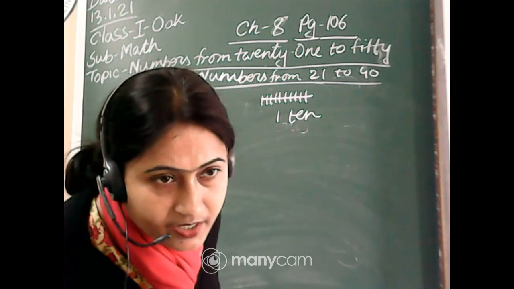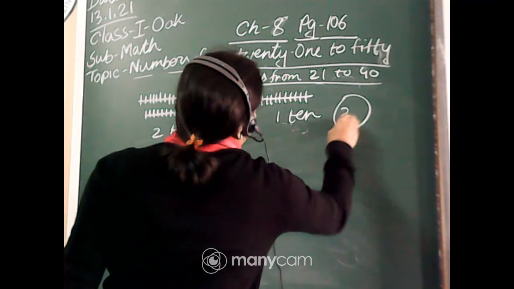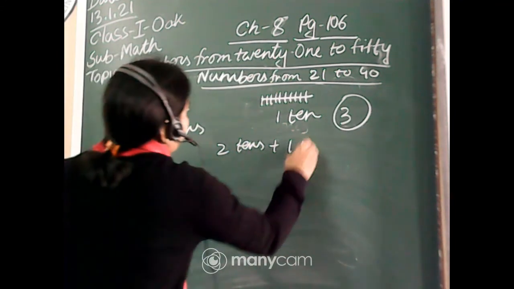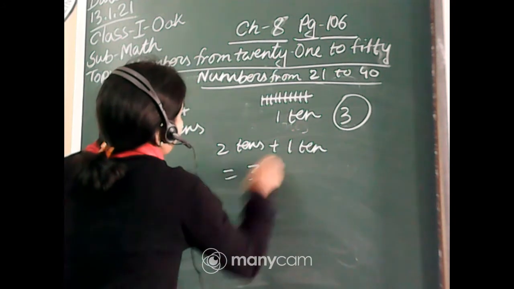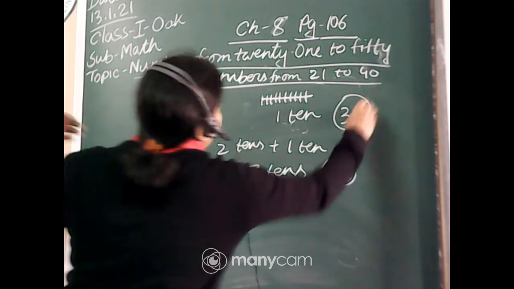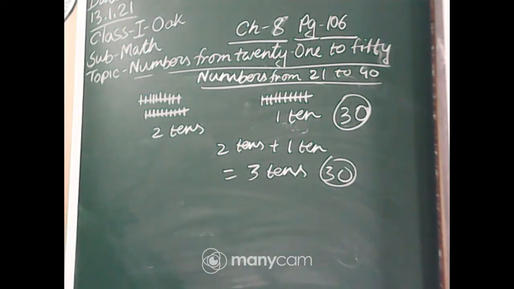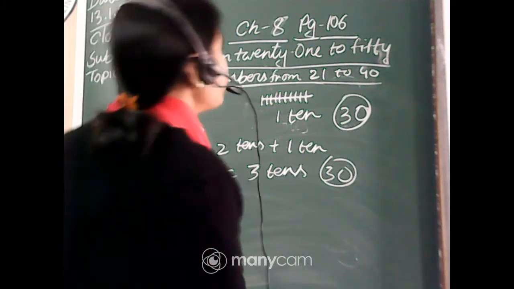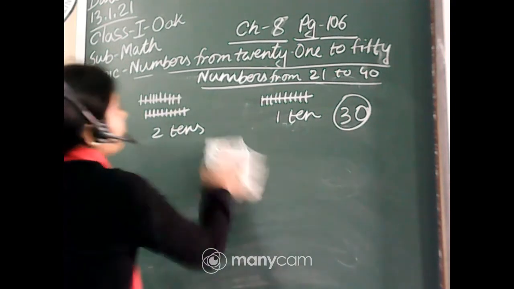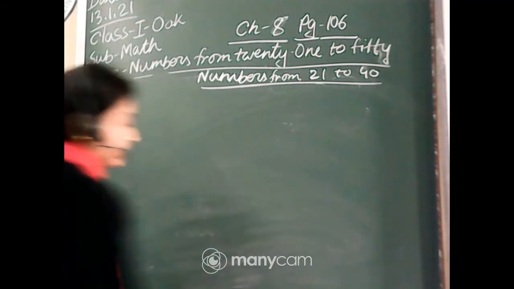Yes, Auditri. Very good. 2 tens plus 1 ten is 3 tens. 3 tens means 30. Okay. Now we will solve the right side. 2 tens plus 1 ten equal to 3 tens. 3 tens means 30.